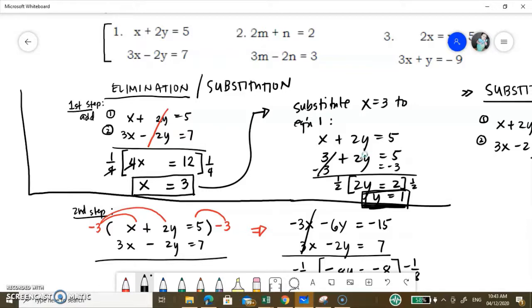Okay? No problem if you want to combine. Okay? If you want pure elimination, there is also no problem. Pure substitution, okay lang din. If you would like to use graphing, why not? Okay? But graphing is more laborious. Okay? Because you need to graph accurately.